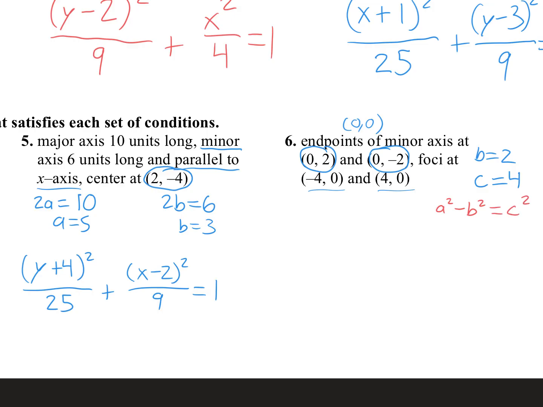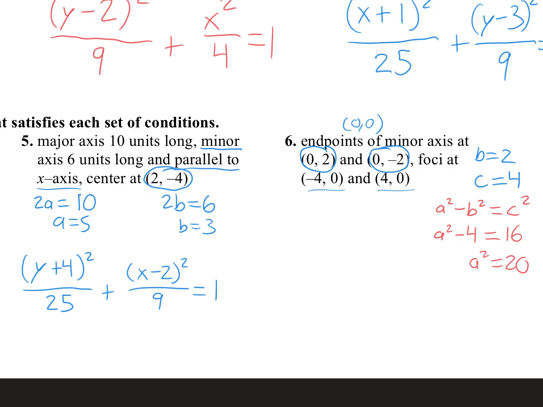So we don't know a squared. We know b, so that makes b squared 4. We know c is 4, so c squared is 16. So we end up with a squared equals 20. And I'm going to leave it like that, and here's the reason why.